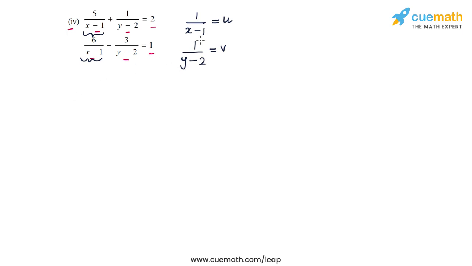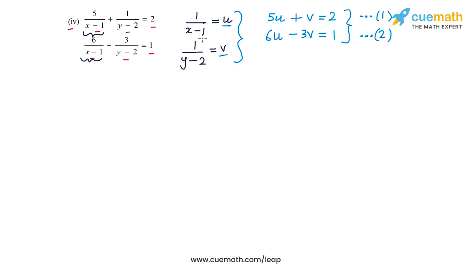So let's see what will happen if we do these substitutions. The first equation will become 5 by (x minus 1), or 5u, plus 1 by (y minus 2), which will become v. So 5u plus v is equal to 2, and then we have 6 by (x minus 1), or 6u, minus 3 by (y minus 2), or minus 3v, and this is equal to 1. Now we see that this is a pair of linear equations in u and v, which we can solve easily and find the values of u and v. And once we have found the values of u and v, we can use this set of relations to find the values of x and y.